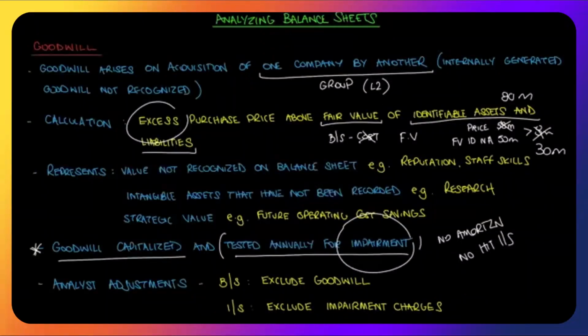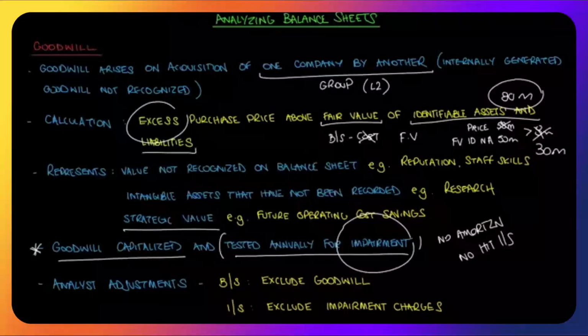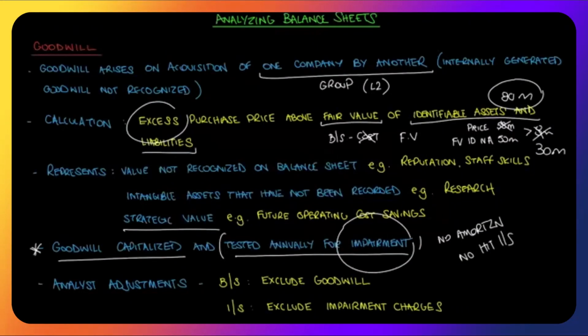What is goodwill? It's the value not recognized on the balance sheet: reputation, staff skills, etc. Intangible assets that have not been recorded, for example, research. And the reason you might be willing to pay much more than any other company is for some strategic reason. Maybe this opens up a region that you need a presence in. That makes it much more valuable to you than somebody else who's already got a presence in that region. Maybe they have a process, a machine, a factory that will save you costs in the future. The PV of those costs is part of goodwill. It is, as we said, capitalized, tested annually for impairment, so no amortization.